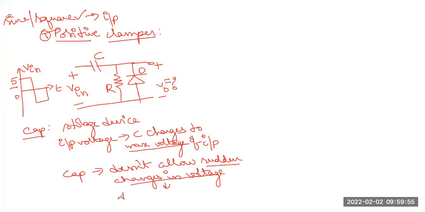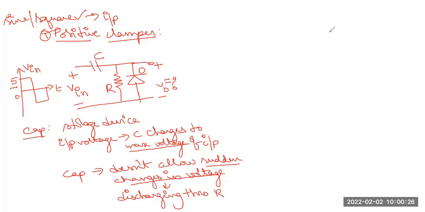It starts discharging, and whenever it is discharging, it always takes the help of a resistance. So the resistance that is present in the circuit is nothing but this R. So the 5 volts which was charged here, when the input turns to the negative half cycle, the capacitor starts discharging through RL. So these are the important things that you need to remember about the capacitor.